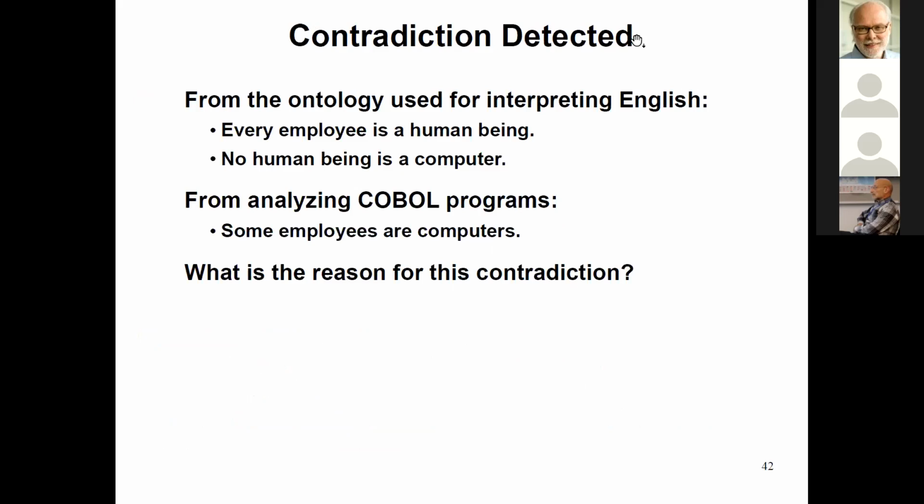Here's another strange feature, another discrepancy. From the ontology used for interpreting English, every employee is a human being, and no human being is a computer. But when analyzing the COBOL programs, they discovered some employees are computers. And why did this happen? Well, the system discovered that.